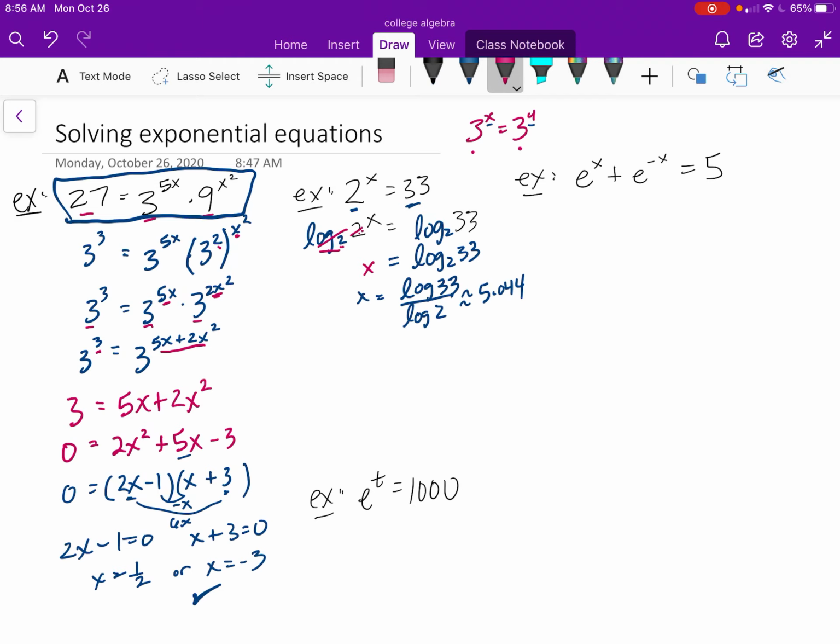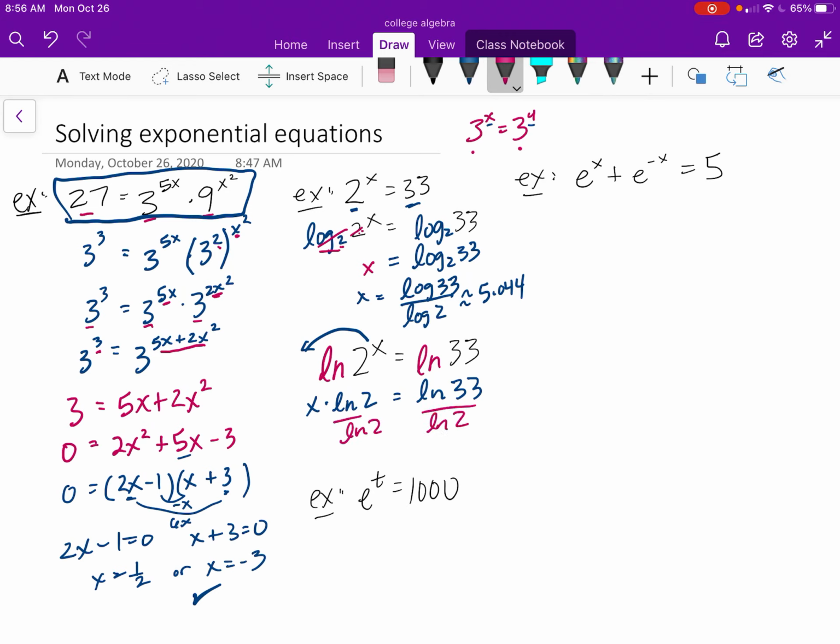So let me rewrite this problem. I'm just going to do ln, for instance: 2 to the x equals ln 33. So how does that help? Well, now using properties of logs, I can bring this x down, right? You could bring the exponent down. x times ln 2 equals ln 33. And now, since it's multiply, I divide by ln 2.